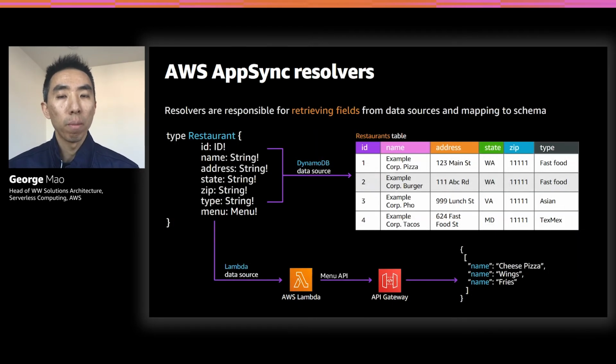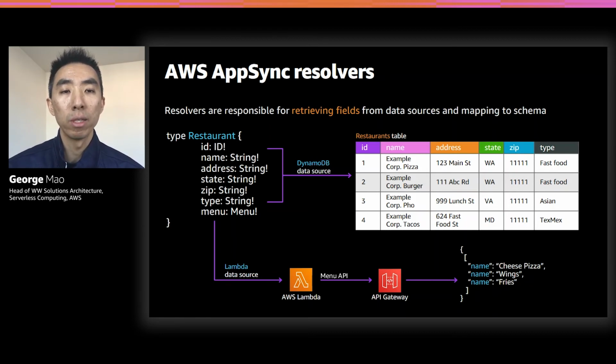So this is an AppSync resolver. Resolvers are responsible for retrieving fields from data sources and then mapping them to your schema. So remember, our schema for our restaurant was defined on the left here with ID, name, address, state, zip, the type, and also a list of menu items. So I'm going to map, in this example, the first ID, name, address, state, zip, and type to a DynamoDB table. And I do that because this information is typically static. Right? This information about a restaurant doesn't change very often. So I'm going to save this information to a DynamoDB table called restaurants. I'll create a resolver to map to this backend data source.